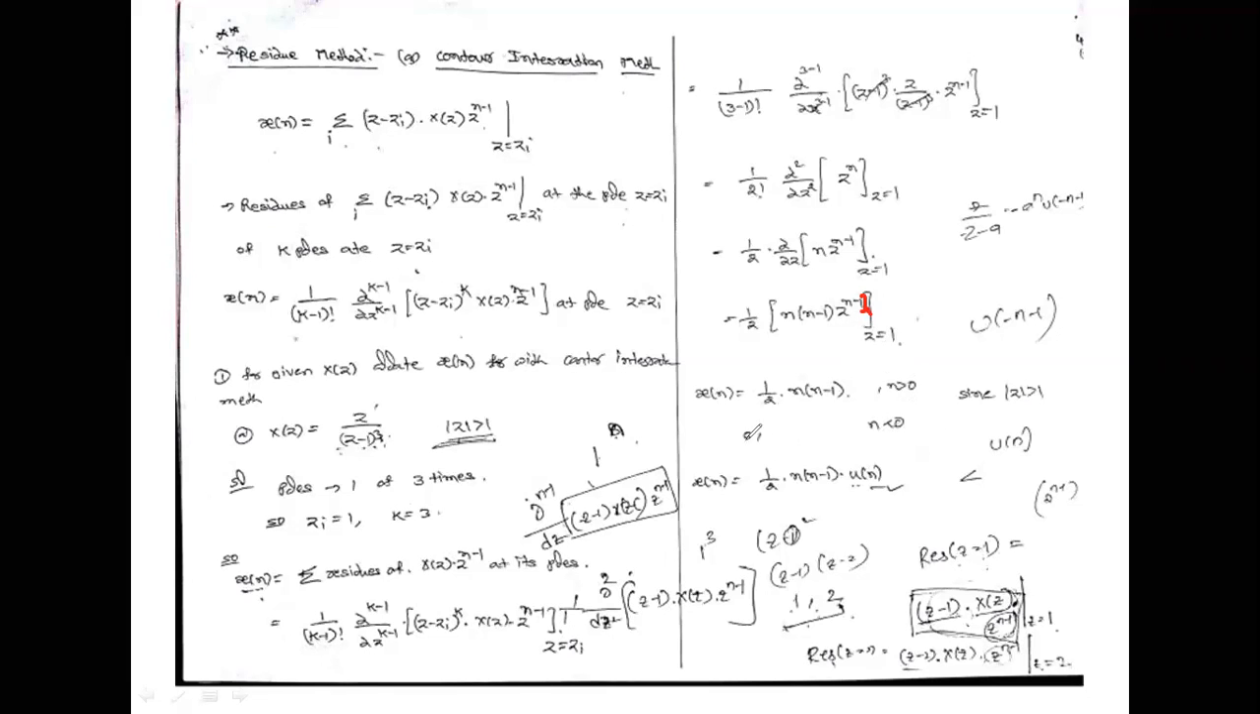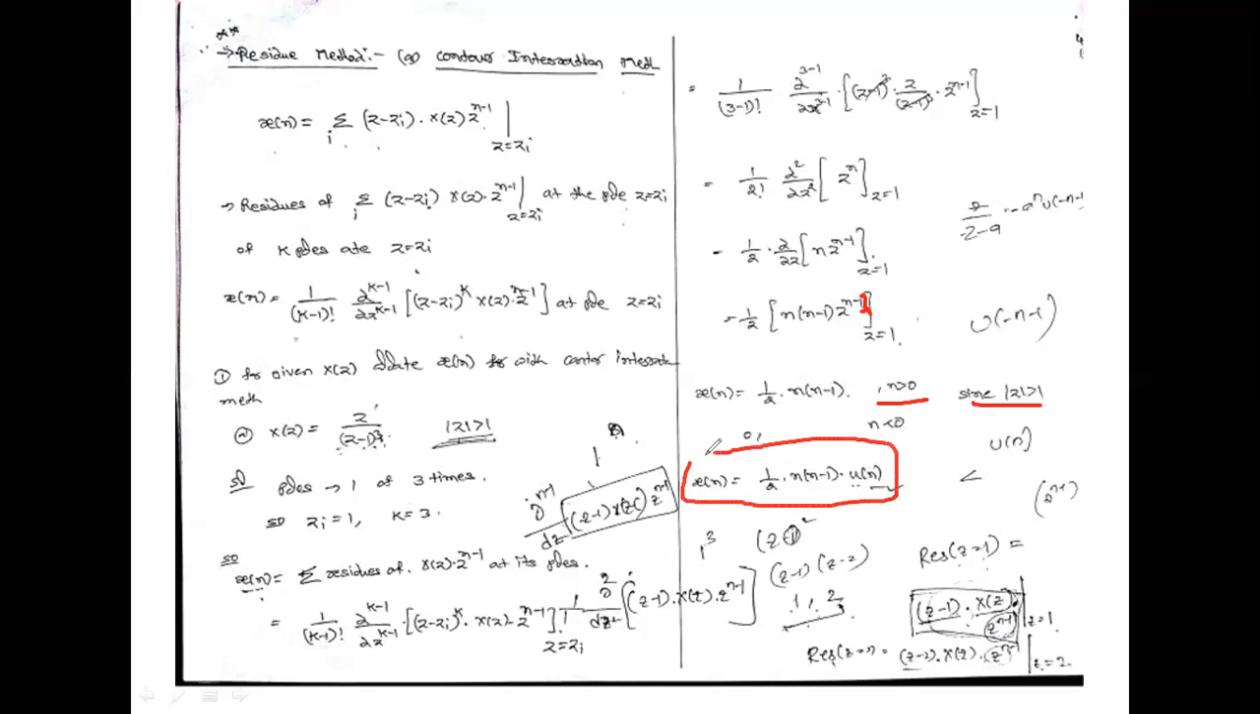For n less than 0, the value is 0, because it is a right-hand side sequence only. For x of n equal to 1 by 2, n into n minus 1 is multiplied with mu of n, because n is greater than 0, since the ROC is greater than 1. It is multiplied with the mu of n value.